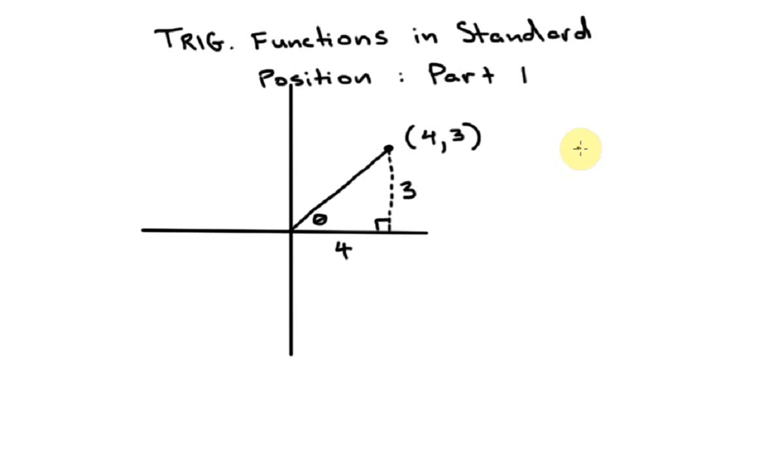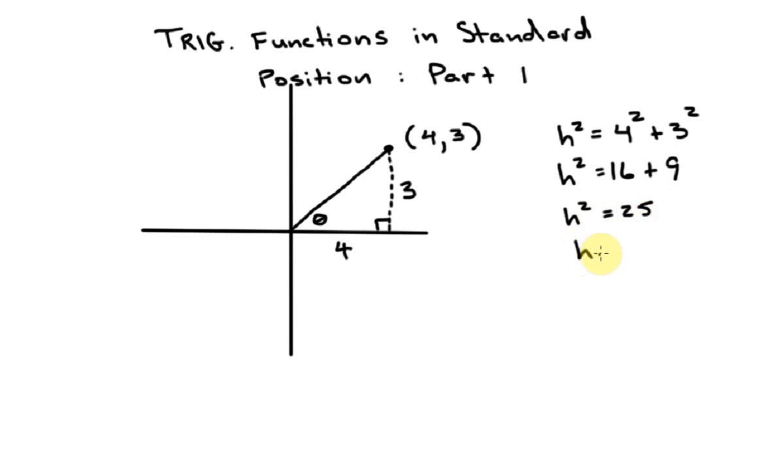So if I just quickly plug all that in, I go, well, hypotenuse squared would equal the sum of the squares of the legs. So I do that. So that's going to equal 16 plus 9. Okay, so hypotenuse squared is 25. Well, guess what? That means the hypotenuse is 5. So now I've got everything I need to define the sine, cosine, and tangent of theta.